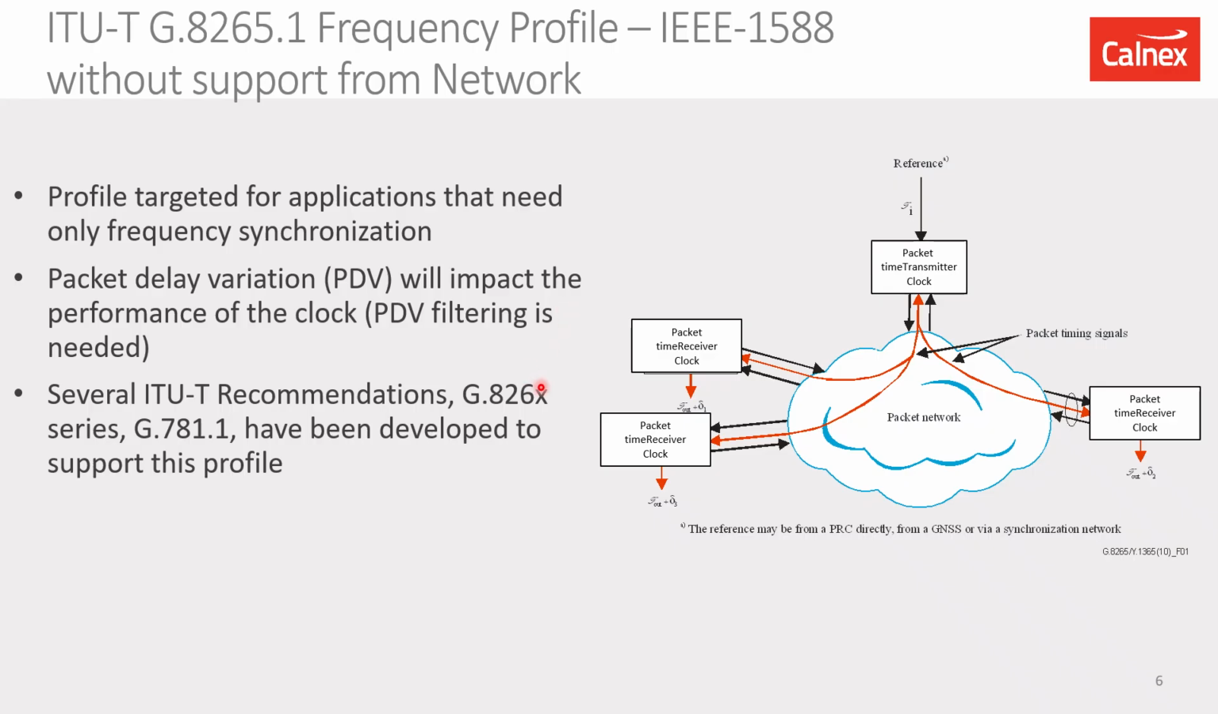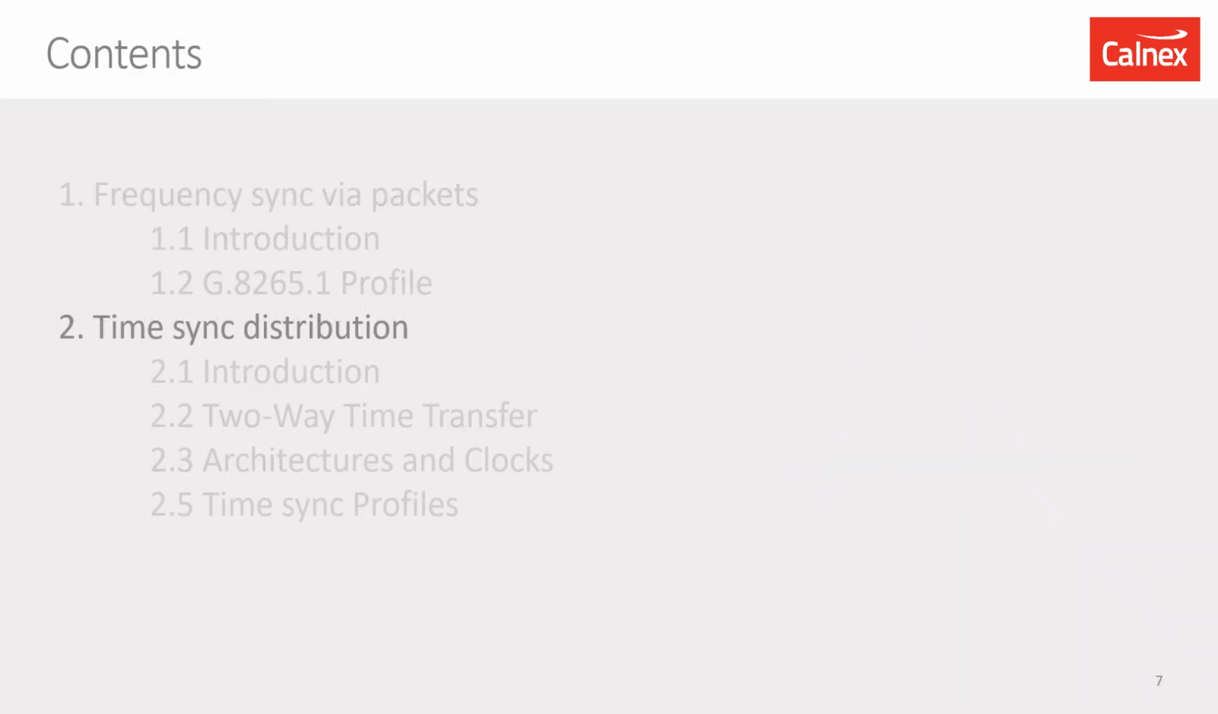There are various recommendations related to this architecture, like G.781.1 that provides the synchronization layer functions, G.8263 that provides the clock specification. Let's now move to the time synchronization part of this presentation.